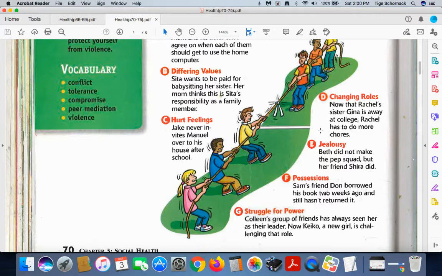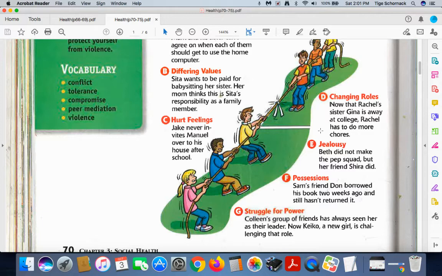Maybe a resolution is more chores and more allowance. Jealousy. Beth did not make the prep squad, but her friend Shira did. Again, that's always a big thing, huh? You don't make the team, but your friend does. Maybe you don't want to be friends with that person anymore. Possessions. Sam's friend Dawn borrowed his book 2 weeks ago and still hasn't returned it. Because maybe Dawn did something to the book. Dawn just doesn't want to say something.